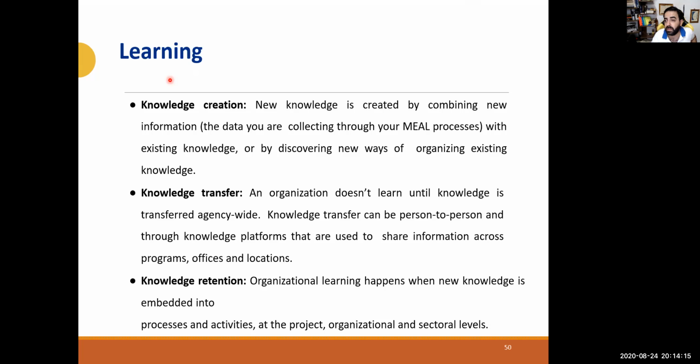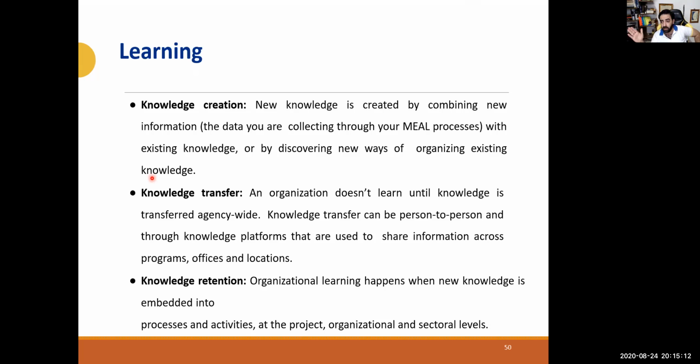So for knowledge creation, new knowledge is created by, focus on this word, combining new information. And what is the new information? The data that you are collecting through your MEAL process. So this is the connection between MEAL and learning, because who will collect the data? Who will check it? The MEAL team. Combined with the existing knowledge, or by discovering a new way of organizing existing knowledge. We gave three or four examples about creating new knowledge from the data that we got from the field, by the MEAL staff. And after that, transfer.